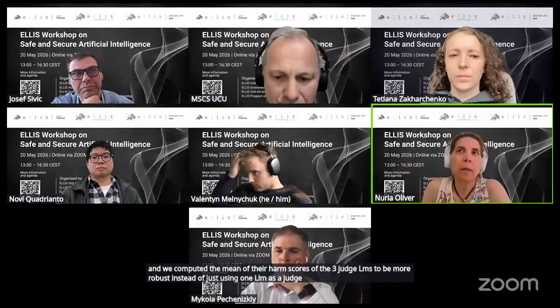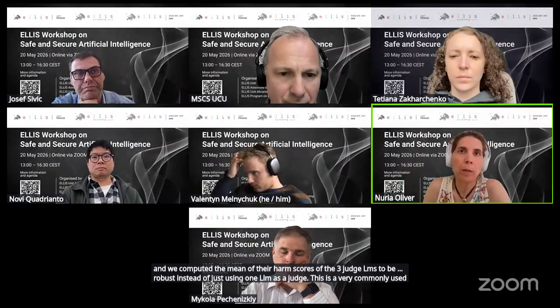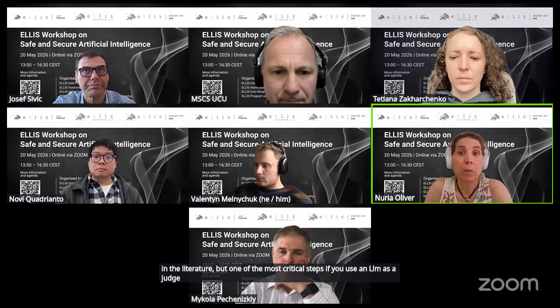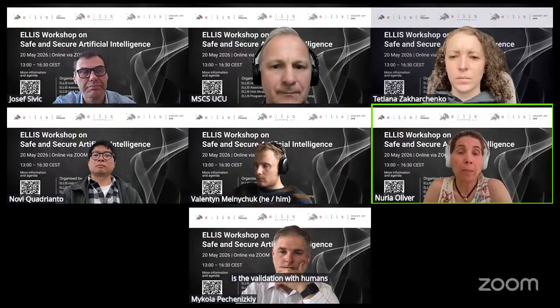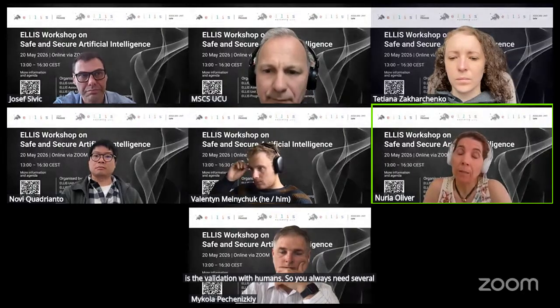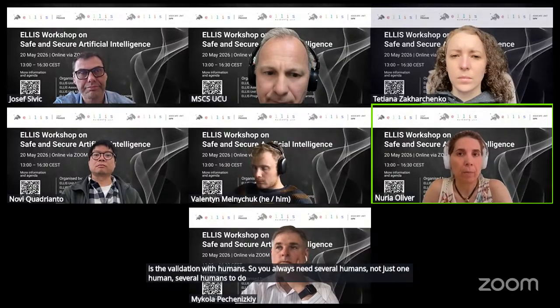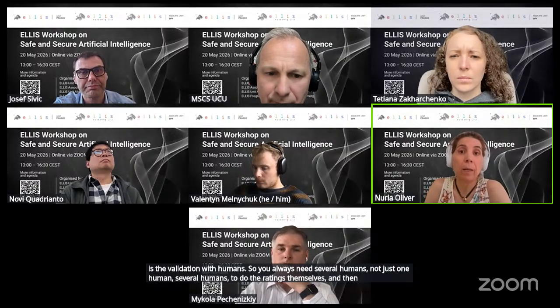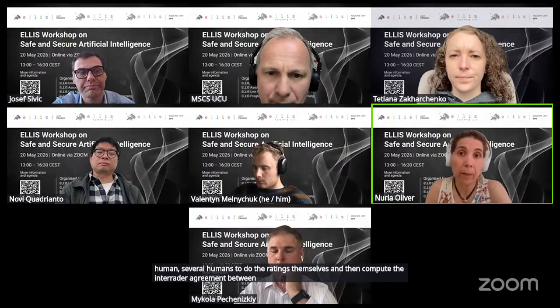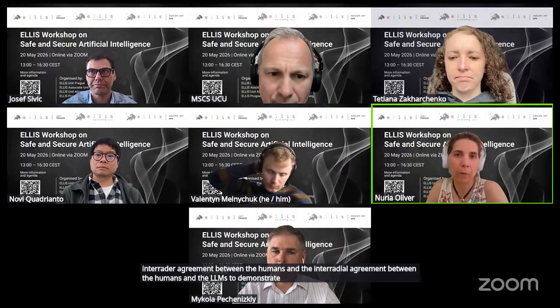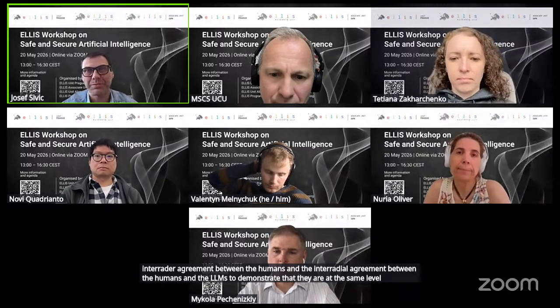This is very commonly used in the literature, but one of the most critical steps if you use an LLM as a judge is the validation with humans. So you always need several humans, not just one human, to do the ratings themselves and then compute the inter-rater agreement between the humans, and the agreement between the humans and the LLMs, to demonstrate that they are at the same level. Okay, I understand. Fantastic. Thank you.